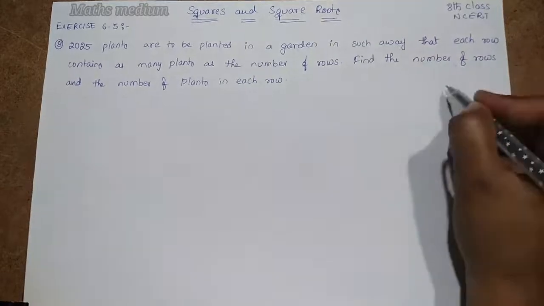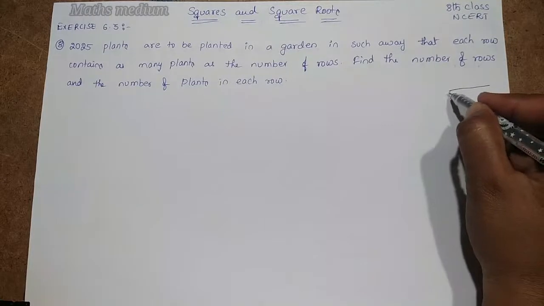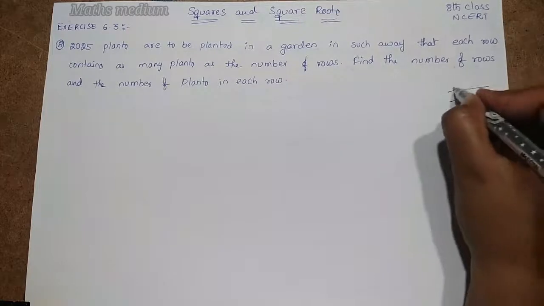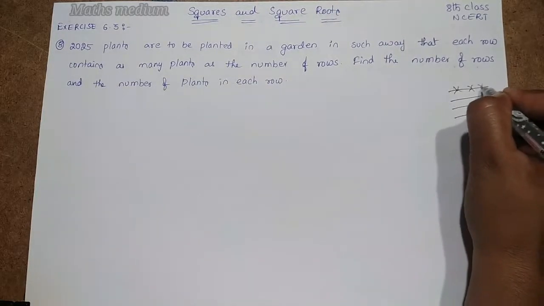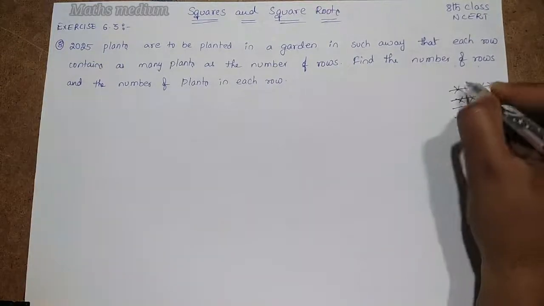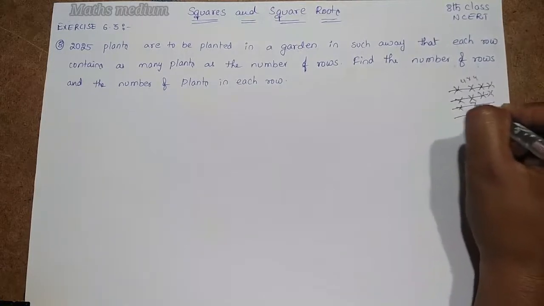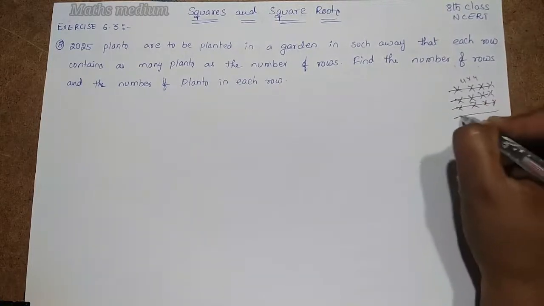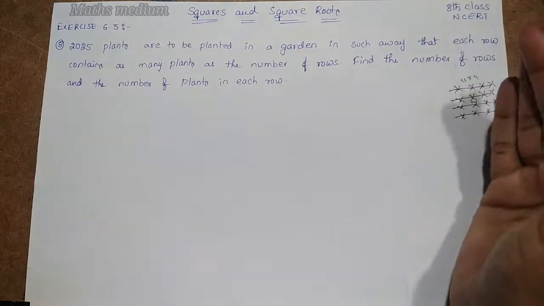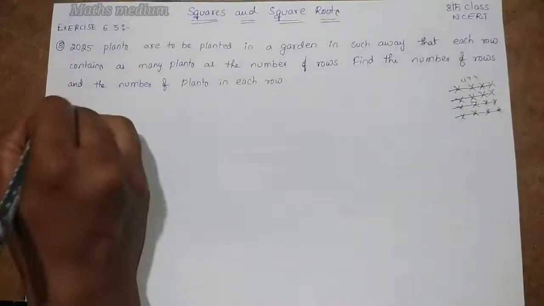The number of plants in a row is equal to the number of rows. If you take 4 rows, then the plants will also be 4 in each row. That is the main concept here. So if you take this example, 4 by 4, see here, this is a square, right? So here by using square root we have to find the number of rows. The number of rows is equal to the number of plants in each row. So that is the concept here. So let's start.